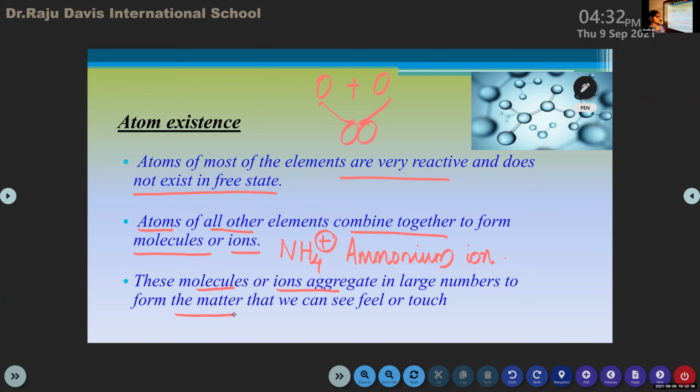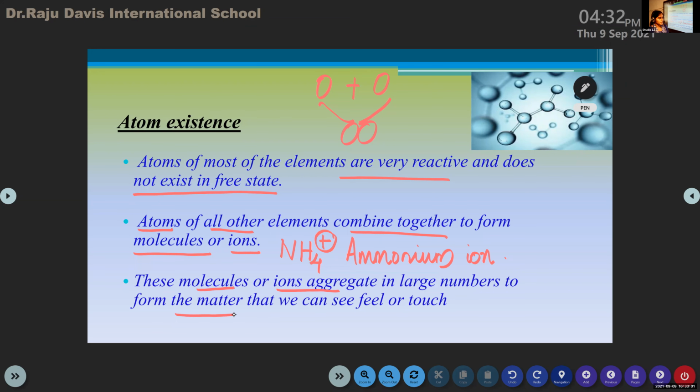Clear, children? So only very few elements will exist in free state or independently. All other elements will react with other elements, combined with other elements to form either molecules or ions. Can you tell me an example for one molecule? Ellen, can you tell me?